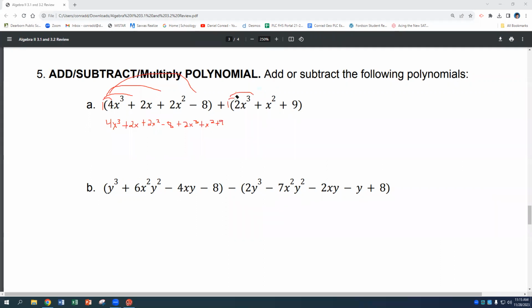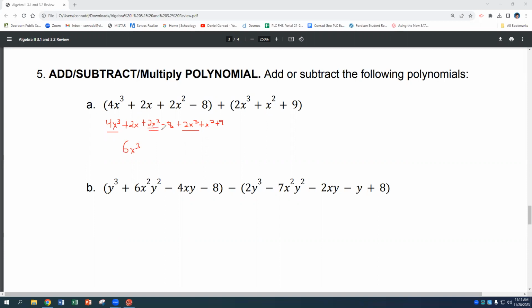So essentially, when you're adding, you just get rid of the parentheses, right? All the signs are the same. We're just adding. Okay, then the only other thing we need to do is combine like terms. So I have 4x to the third here, and 4x to the third and 2x to the third. That's going to give me a total of 6x to the third.